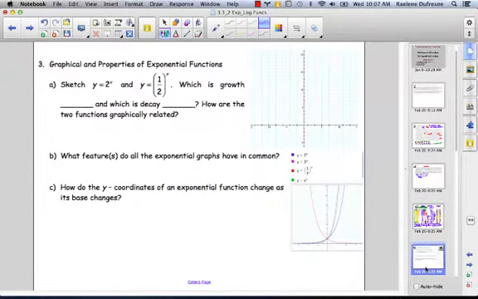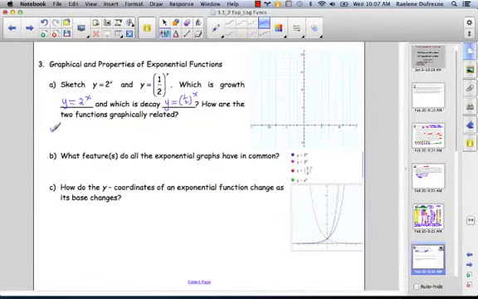Moving on, let's look at the exponential functions graphically and their properties. We have the basic exponential growth function, y equals 2 to the x, and its horizontal reflection, a basic exponential decay function, 1/2 to the x. Which is growth? The growth is y equals 2 to the x, because the base is greater than 1, and the decay is y equals 1/2 to the x.